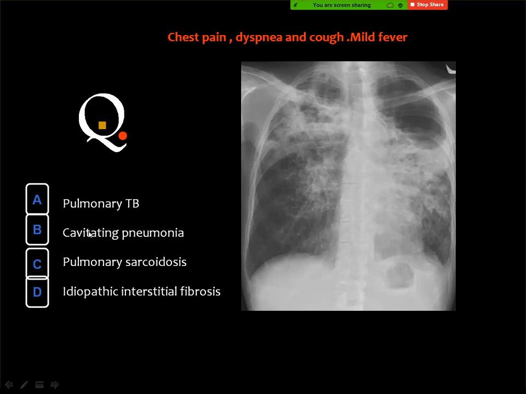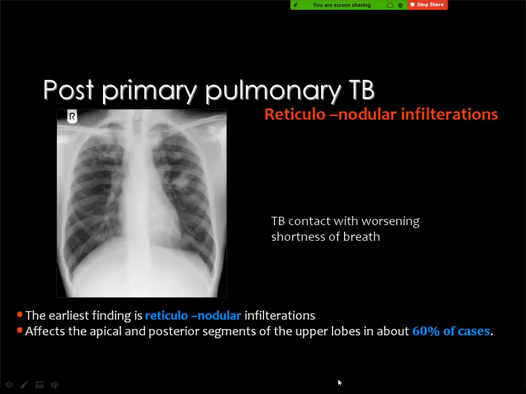Then cavitating pneumonia is not a right diagnosis, and also sarcoid needs to have some lymph nodes, and sarcoid does not produce cavities in the lung. Then you should remember that post-primary tuberculosis will present with reticulonodular infiltrations in the upper lobes or in the superior segments of the lower lobes. And these nodules may vary in size, and they are usually big in patients who are immune compromised.